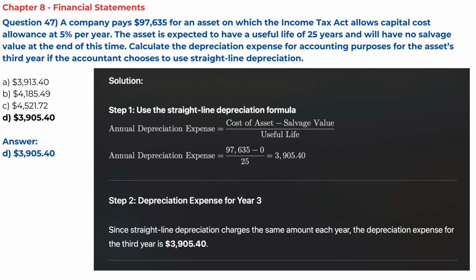Solution. Step 1. Use the straight-line depreciation formula. Annual depreciation expense equals cost of asset minus salvage value divided by useful life. Annual depreciation expense equals 97,635 minus 0 divided by 25 equals 3,905.40. Step 2. Depreciation expense for year 3. Since straight-line depreciation charges the same amount each year, the depreciation expense for the third year is $3,905.40. So the correct answer is D, 3,905.40.